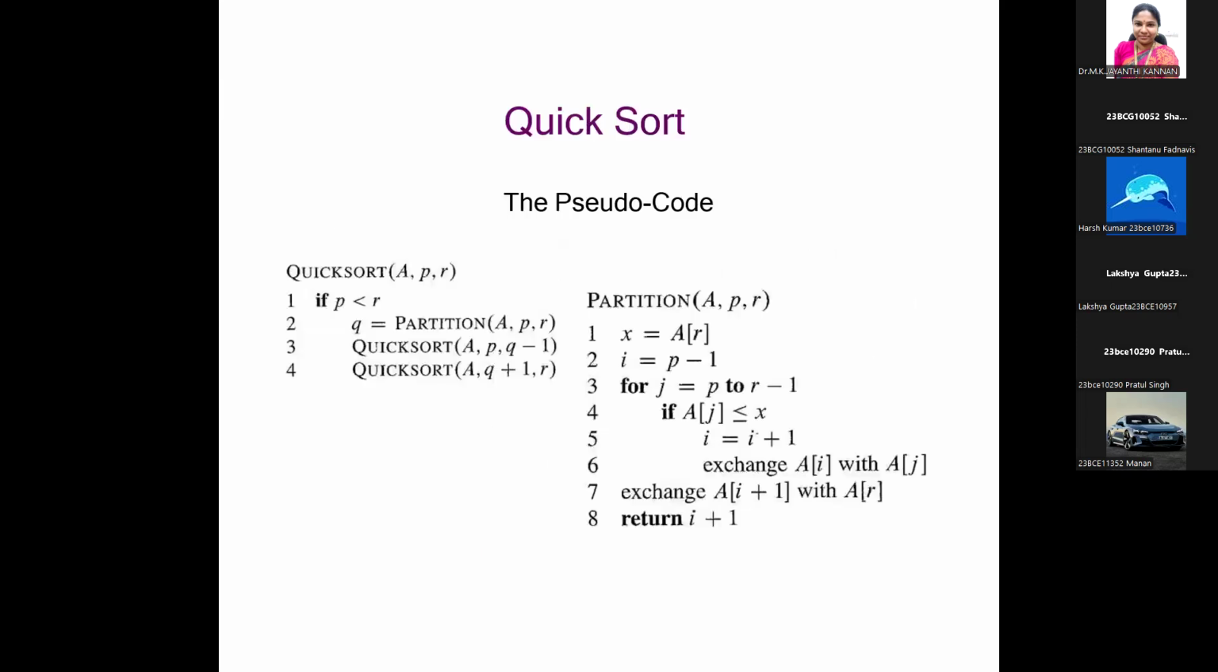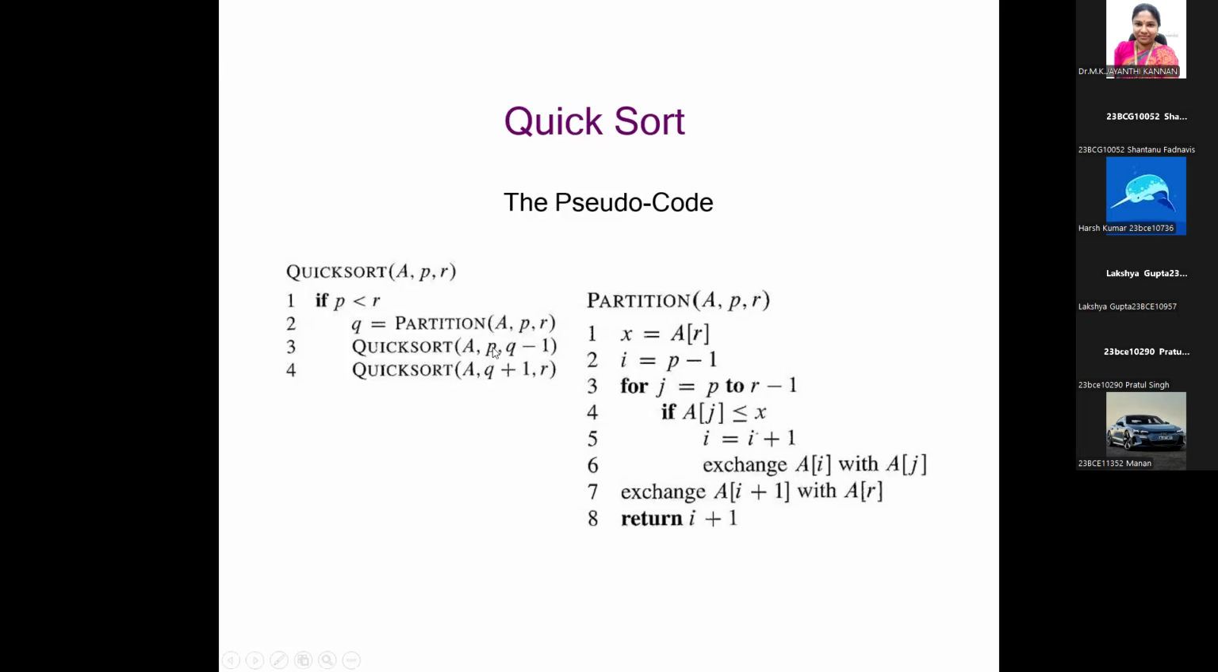Quick sort, what is the pseudocode? We have the pseudocode with array A, P, R: if P is less than R, it means there are elements in the array. P is your zeroth, first index, and R is the last element, the size of the array. Q equals partitioning of A, comma P, comma R. Send the complete array and divide the given array into two subarrays by making use of the first index and last index.